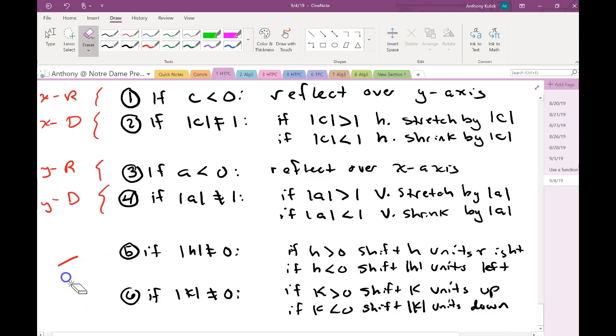If I shift something left or right, what coordinate is changing, x or y? X. Left and right? X. And up and down? Y. Everybody okay with that? Okay.